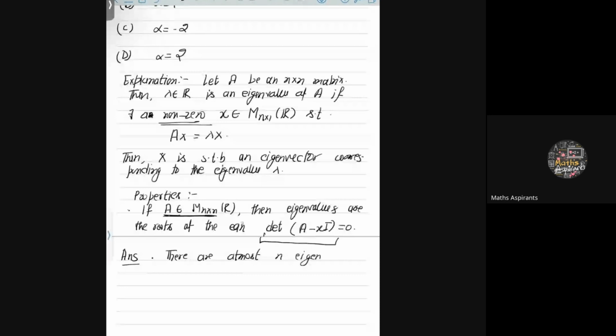Can somebody tell me from property one why are there at most n eigenvalues? It's very easy. Someone should try. Characteristic polynomial is of degree n. Right, very good. So there can be at most n eigenvalues. Okay, fine. In R, remember we are taking this lambda in R. In C, there can be n eigenvalues as well. But in R, we have at most n eigenvalues. There cannot be more than n eigenvalues.